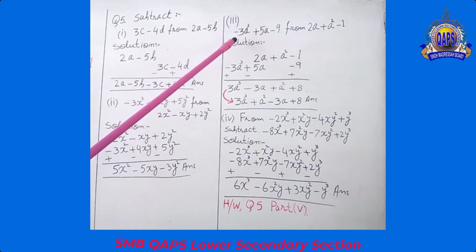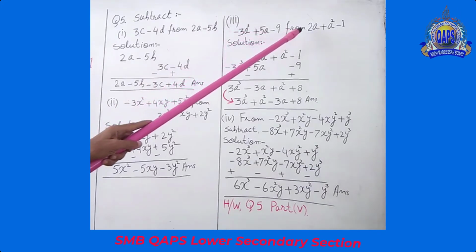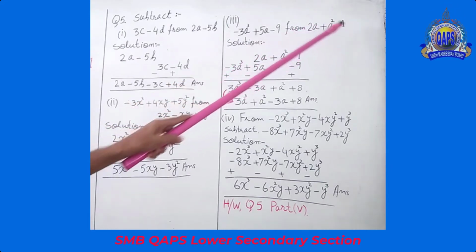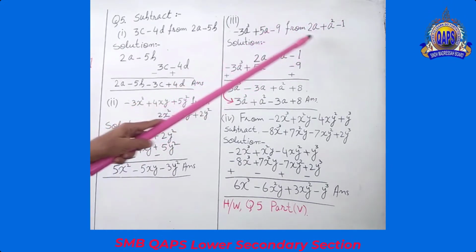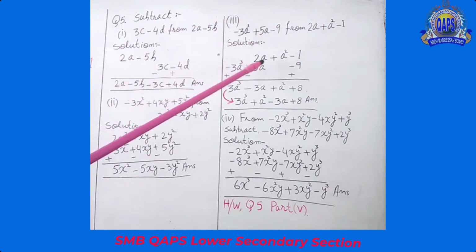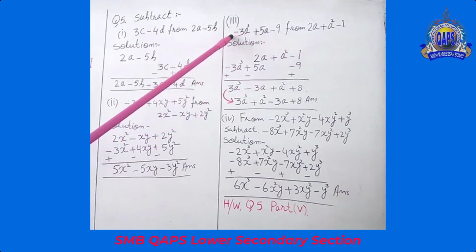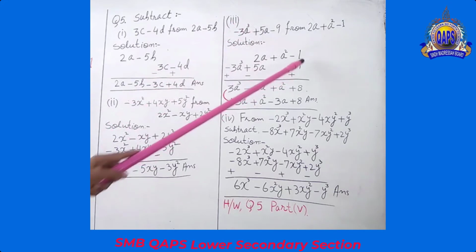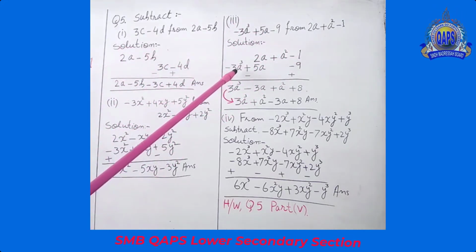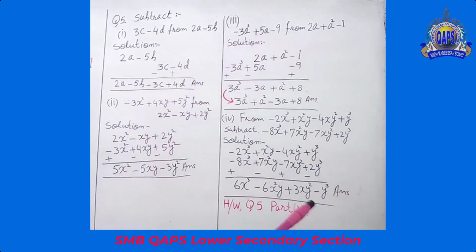Part number 3. Minus 3a power 3 plus 5a minus 9 from 2a plus a square minus 1. From, that's why you will have to write it first. So write it first now: 2a plus a square minus 1. Minus 3a power 3. No power 3 over here, so you will have to write it apart. Minus 3a cube plus 5a minus 9.